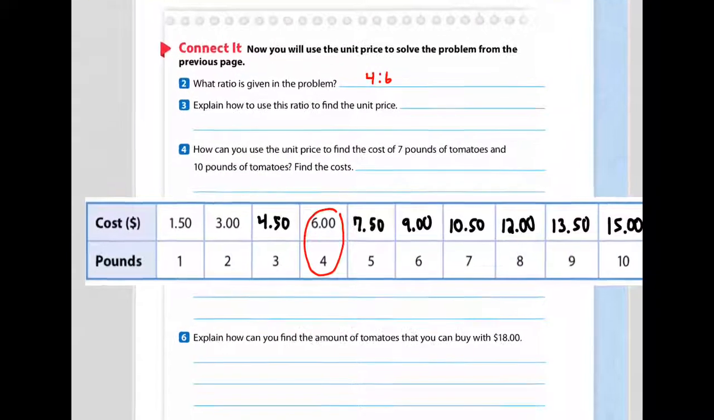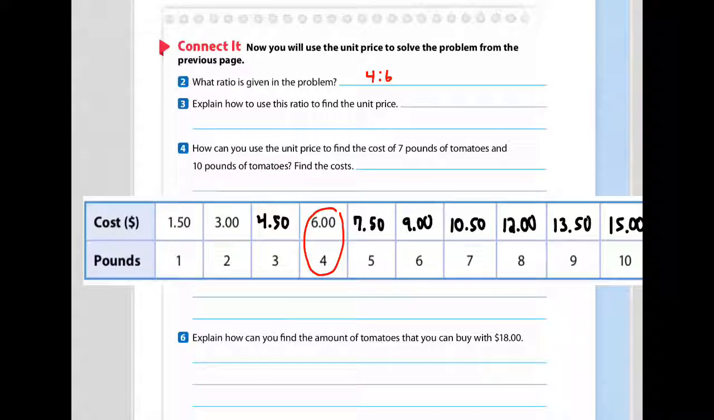Now I'm going to explain how I did it, and it might be different from yours, but if yours works, you don't have to change it. So for me to find the unit price, since it's $6 for 4 pounds, I want to know the price of 1 pound. So I know if I divide both by 4, that will get me the price for 1 pound. Because think about it, 4 divided by 4 gets me 1. So I just do $6 divided by 4, which gets me 1.50.